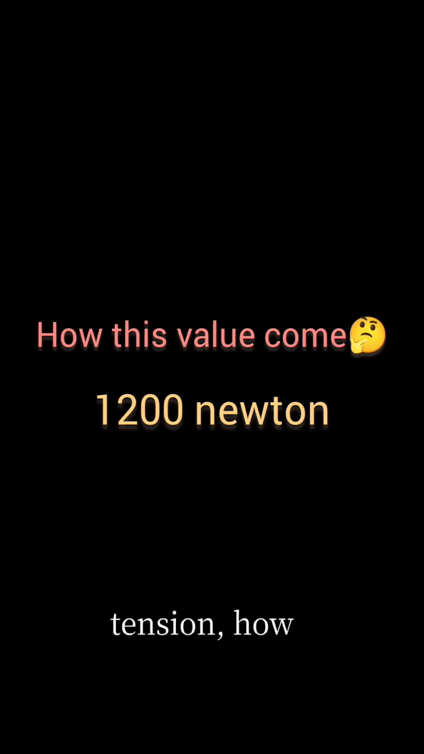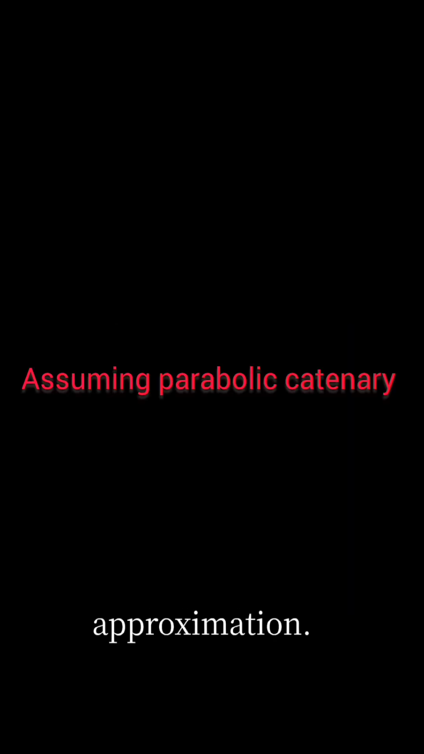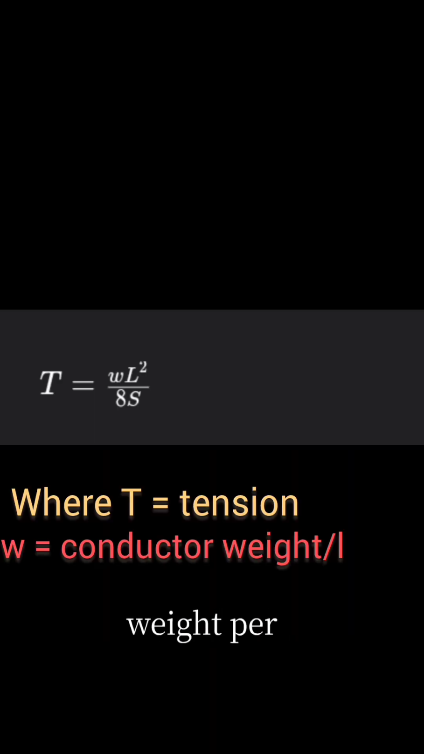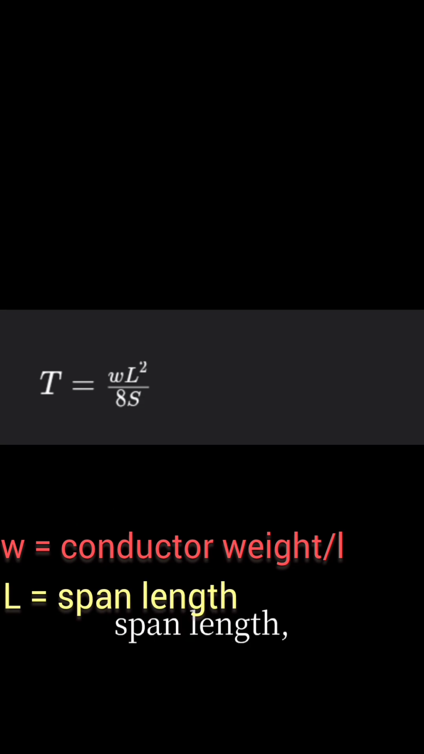So let's calculate, as I said earlier, how the conductor tension value of 1200 Newton came. We are going to use the standard sag-tension formula, assuming the parabolic catenary approximation. Thus, the formula is T equals W L squared by 8S, where T is the tension in Newton, W is the conductor weight per unit length in Newton per meter, L is the span length in meter, and S is the sag, which is also in meter.